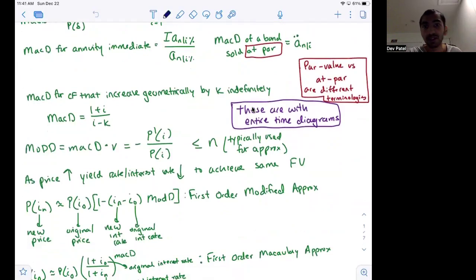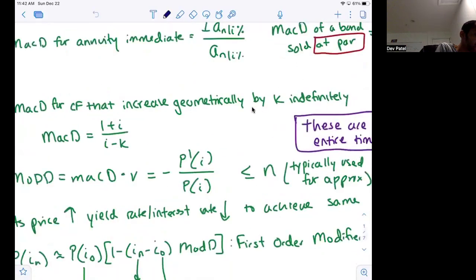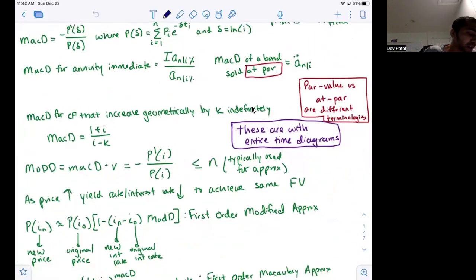MACD for a cash flow that's increasing geometrically by k is (1 plus i) over (i minus k). And then as k approaches 0, so if we have some perpetuity that is continuously occurring but not increasing, then k would approach 0 and we would have (1 plus i) over i as the MACD.